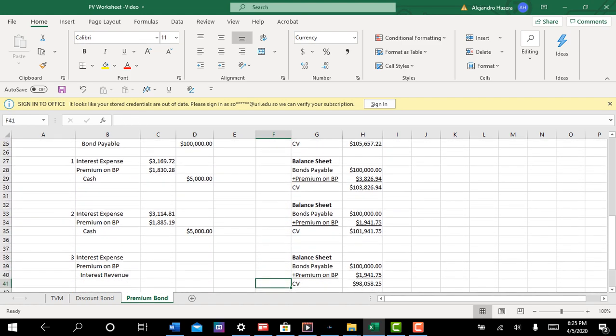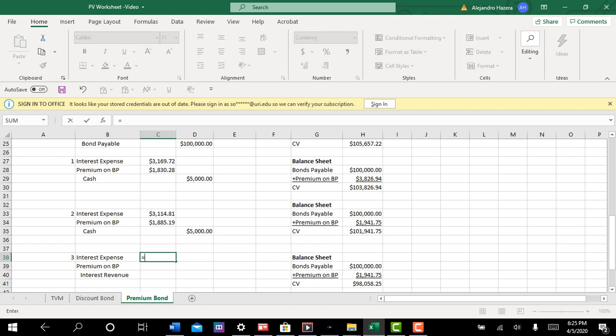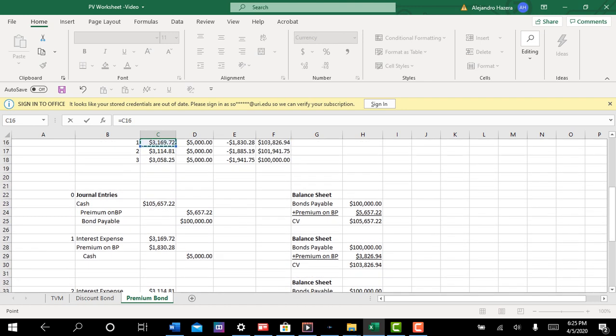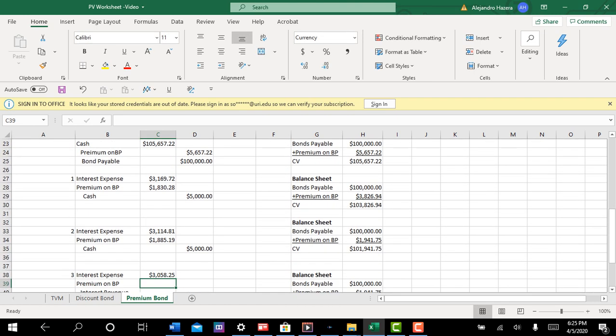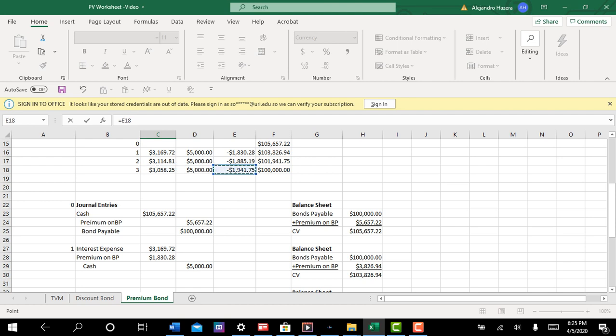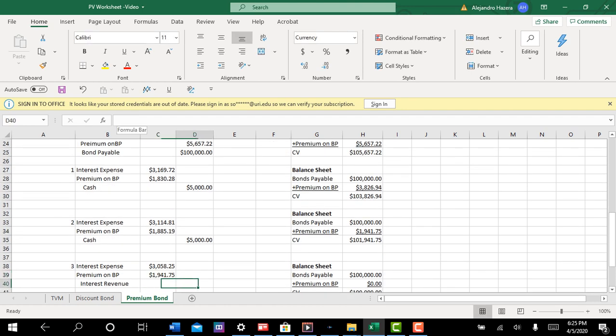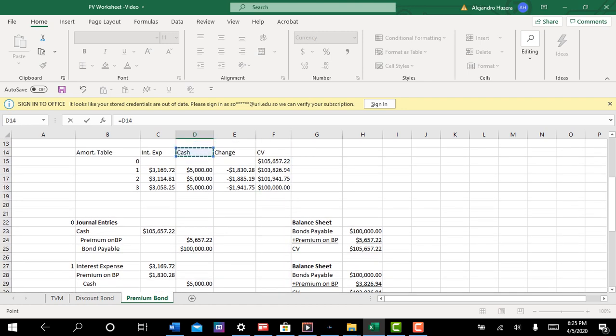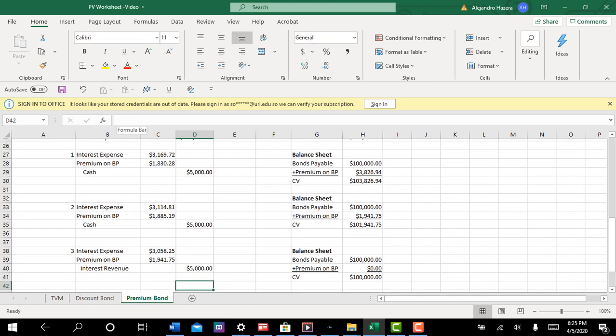Okay, and then finally, our carrying value for year 3. Let's make sure we don't, you have your interest expense of that amount right there, 30.58. The premium on our bond payable, these are all debits, by the way, because we're whittling down a credit. This will be equal to a negative amount. So that's our premium. And then our cash is going to be equal to the cash for year 3.